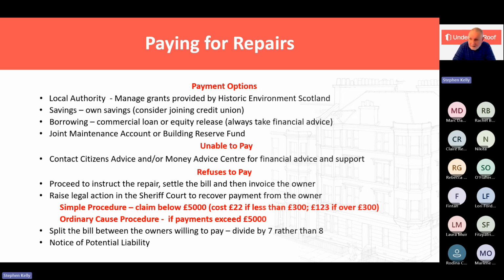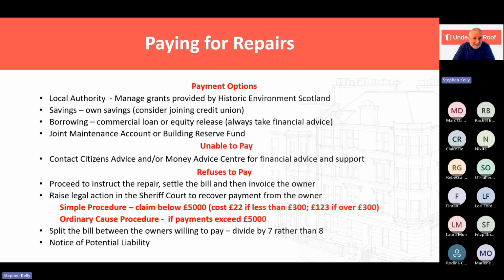Okay, if it's over £300. It's a play on words. A simple procedure is not a simple procedure. Like any court case, you're going to have to provide evidence that you did hold the meeting. Everybody was invited to the meeting. You had a proper vote and it was recorded. And then you're relying on the sheriff to vote in your favour. If it's something over £5,000, you're probably going to need a solicitor to help you through the ordinary cause procedure.